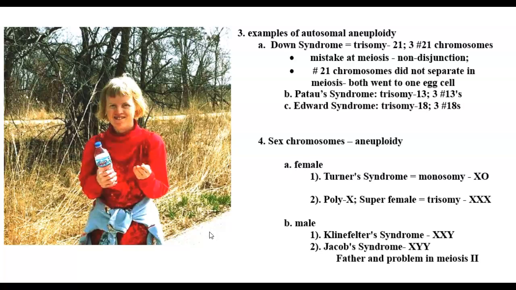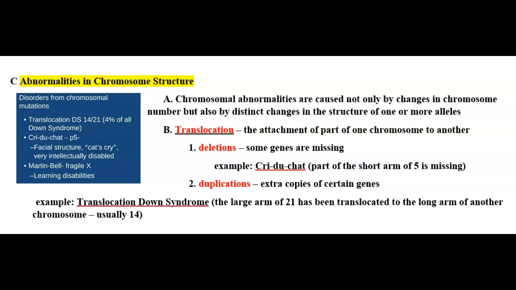This is the only time we can tell, number 1, who the problem is with, the dad, and we know the problem is in meiosis 2. For the other syndromes, we cannot tell for sure. So those are dealing with abnormalities in chromosome number. Now we also have some abnormalities in chromosome structure. So chromosomal abnormalities are caused not only by changes in chromosome number, but also by changes in the structure.